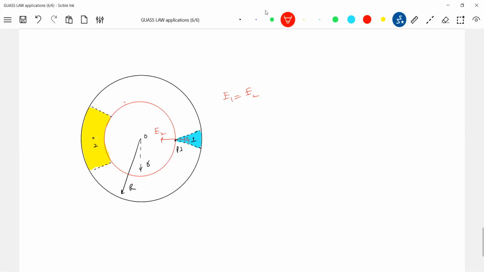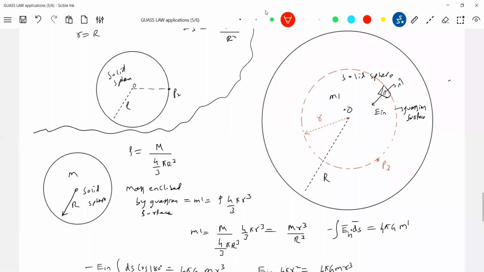So this one is a Gaussian surface. There is a solid sphere. The solid sphere is not only that red color, everything is a solid sphere. Agree on this one? So there is a method, a way we will proceed now. Whenever a spherical body comes, it is better to use Gauss law.